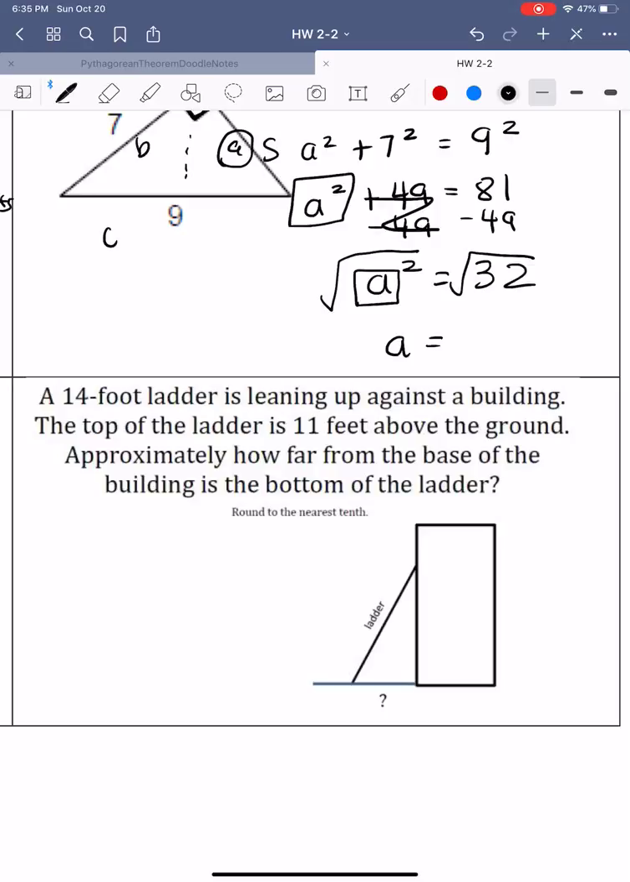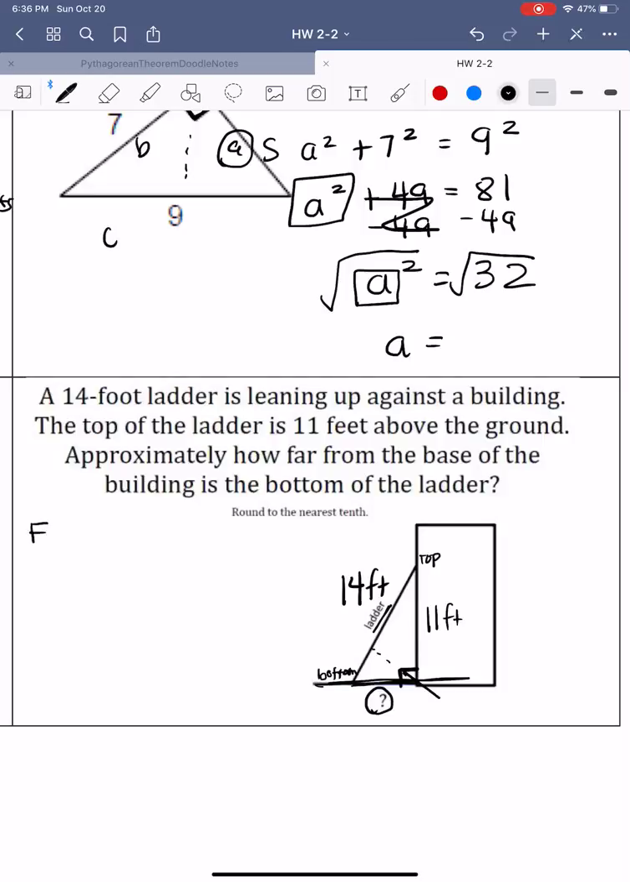A 14-foot ladder. So we see here, this says our ladder. So this is 14 feet. And then it says it's leaning against a building, and the top of the ladder, so here's the top, right? This is 11 feet from the ground right here. And our question is approximately how far from the base of the building is the bottom of the ladder. So here's the bottom of the ladder. So we're looking, this is our question mark right here. So we can assume that this is a, so here's our arrow pointing to C.